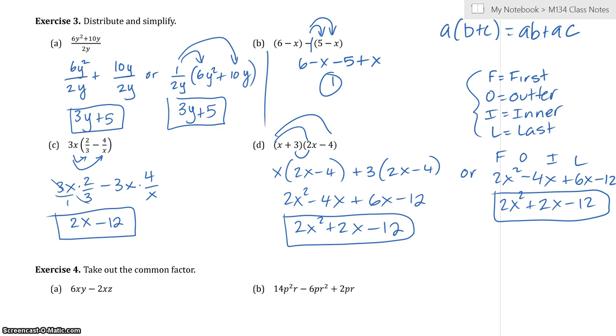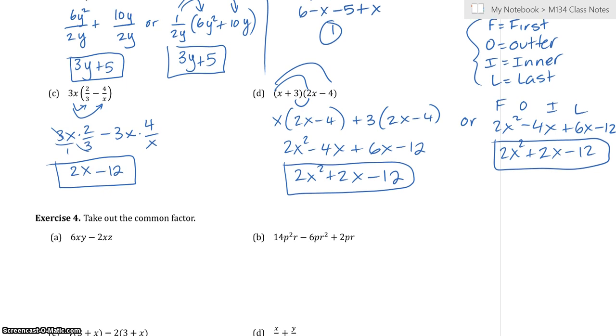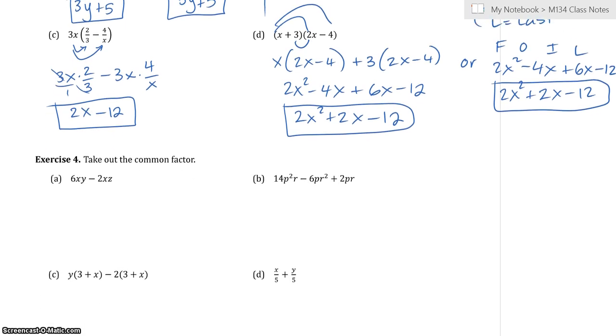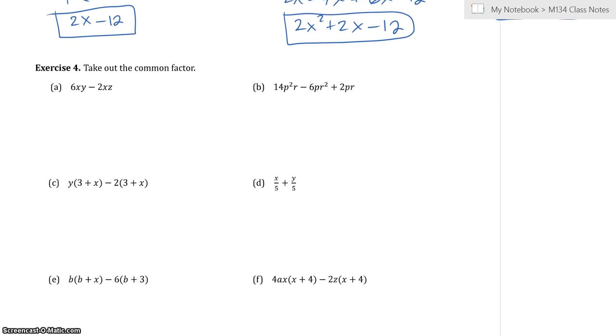So that is using the distributive property in the forward direction. Now let's go backwards. So we're going to start at the end and get to the original. We're going to do that by taking out the common factor. So go ahead and pause, try this, and then come back for the solutions.